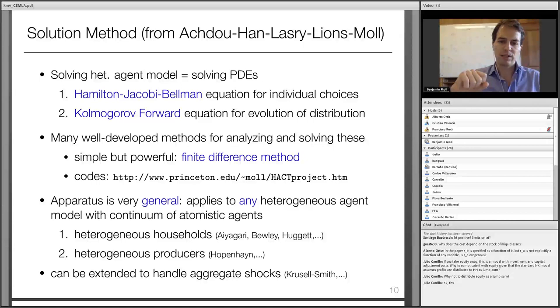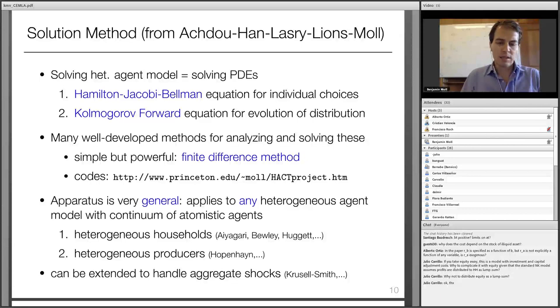That being said, what's nice is that there are many well-developed methods for analyzing and solving these types of equations. One that I like and use is what's called a finite difference method. And there are a lot of example codes on my website for solving this kind of model. Just for advertisement, this apparatus is very general, way more general than solving the type of model I just showed you, and really applies to any heterogeneous agent model with a continuum of atomistic agents. One example would be heterogeneous households, like the model I'm showing you. But you can also use this to solve models with heterogeneous firms, like a Hopenhayn model, or you could have both heterogeneous households and heterogeneous firms, and so on. And the method can be extended to handle aggregate shocks, which I'll talk about in a second.